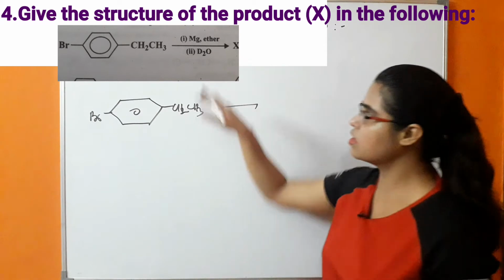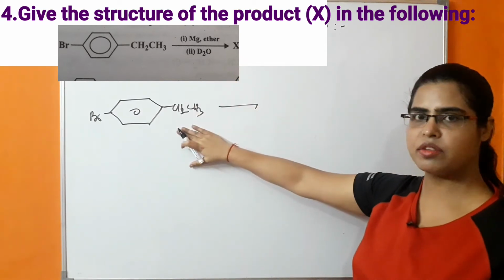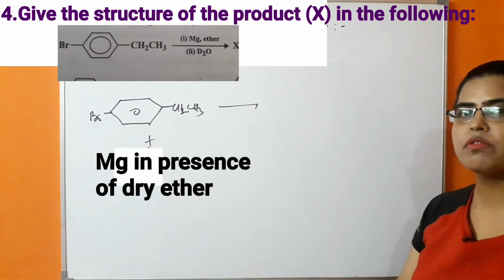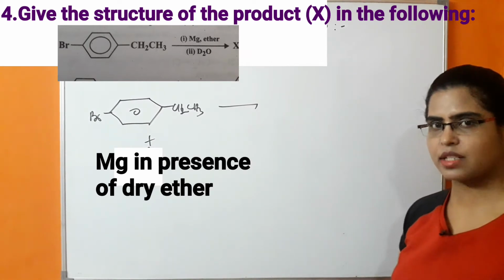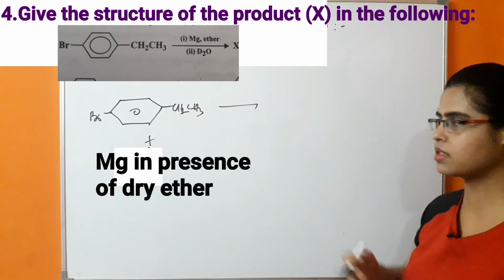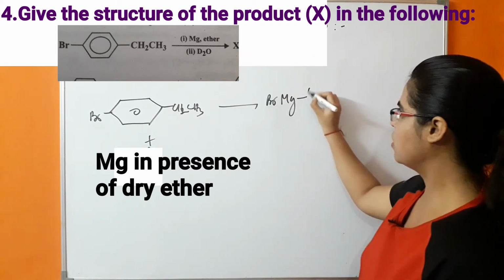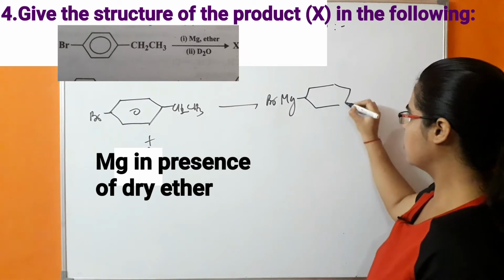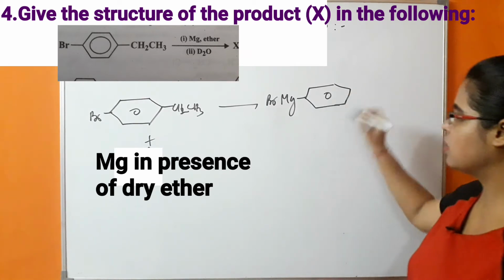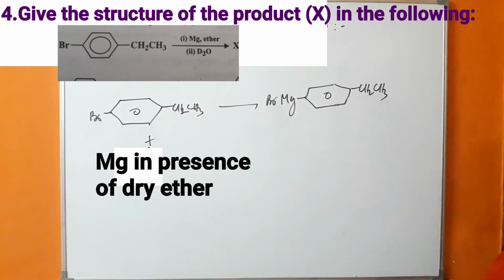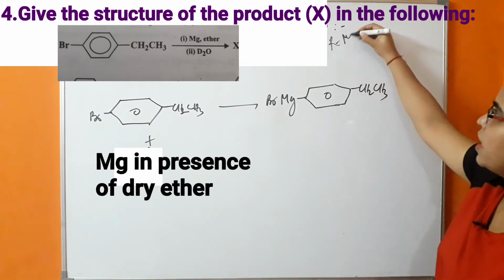In the first step, this reactant will react with Mg. There will be formation of Grignard reagent, that is RMgX. So what is happening? MgBr, benzene ring, CH2, CH3. So this is a Grignard reagent, that is RMgX.